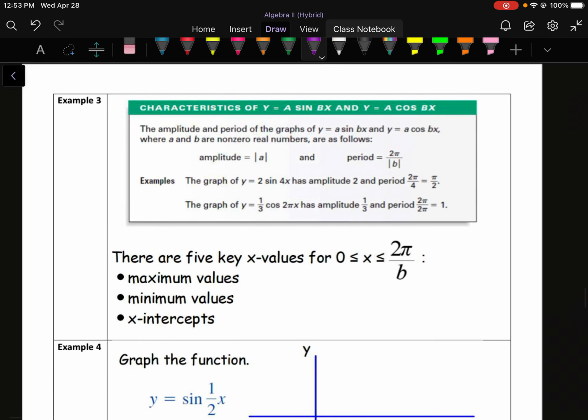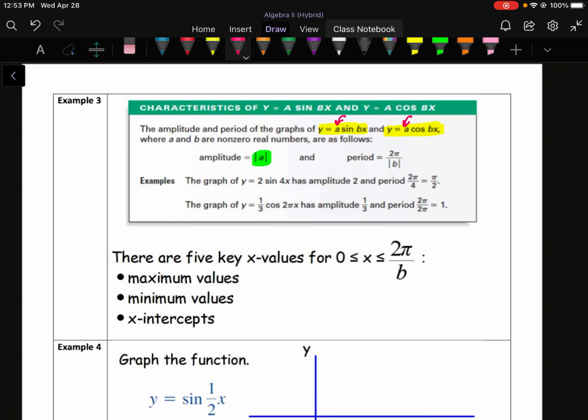So, taking a look, how do you find the amplitude? Again, we're going to be looking at sine functions in this form, and then cosine here in just a little bit in the same form, just a different trig function. To find the amplitude, you just take the absolute value of a. That would be the number right in front of your trig function.